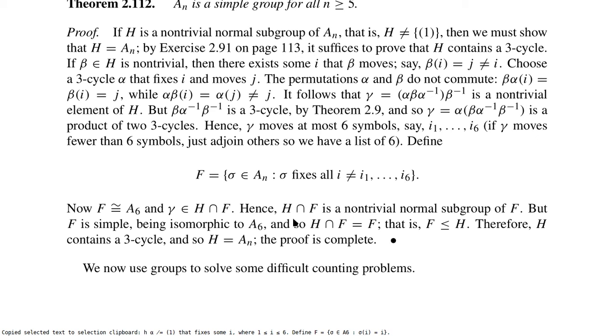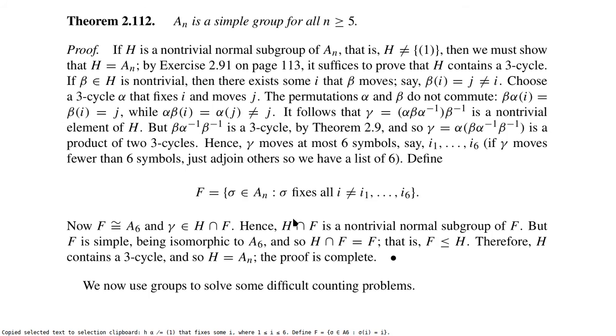Because you cannot have H intersection F be anything else other than the identity and F itself, because F is simple. Right? So F then is going to be a subgroup of H. Therefore, H contains 3 cycles, and then from the conjugation it proves that it is complete.